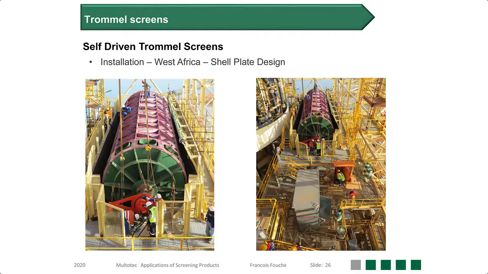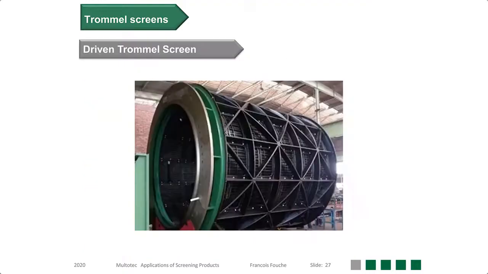Grand Kutei is a mineral sand site in West Africa, and this slide shows the installation of rather large self-driven trommels which is still in operation today. Driven trommel screens are not typically used for fines removal, but provided that sufficient water is present in the feed and a good spray pipe system is present, it is a duty that can also be pursued with driven trommels.